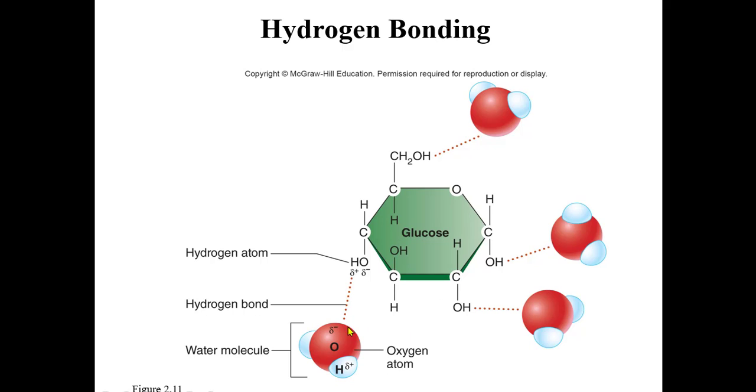Now, hydrogen bonds are often found with water. And you can see it right here. Water dealing with hydrogen bonds. Hydrogen bonding, even between the water, is what allows for all the different properties of water that we're going to see in a little while. So water has a lot of properties, and all the properties of water are because of hydrogen bonding.